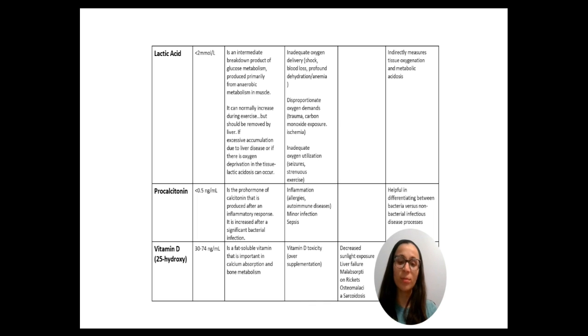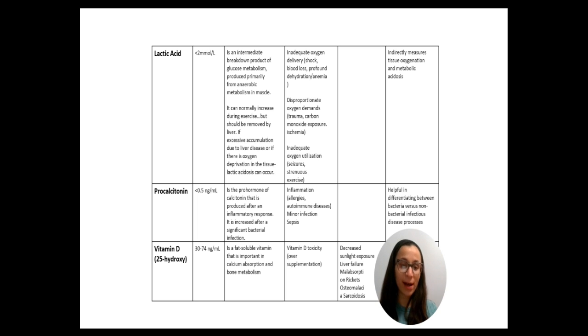If it's excessively accumulated, it could be due to liver failure or liver disease, or it could be due to oxygen deprivation that keeps going on. Not that you exercise and then you stop and then everything's normal. So causes of high, like I just said, would be inadequate oxygen delivery, which is either from shock, blood loss, not enough oxygen getting around, or disproportionate oxygen demand like trauma, carbon monoxide exposure, ischemia, or not enough oxygen utilization like in a seizure.